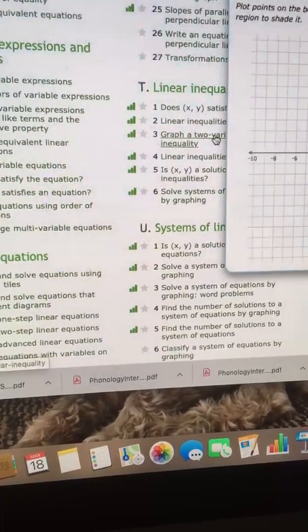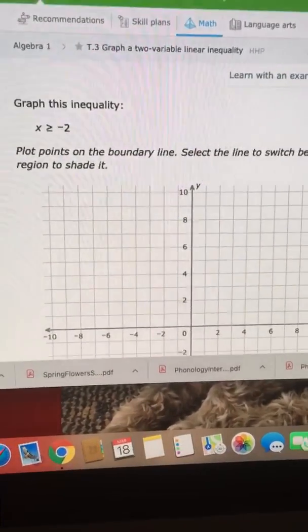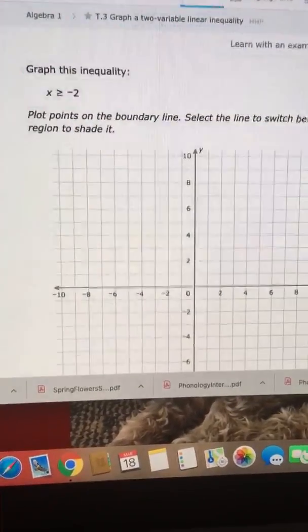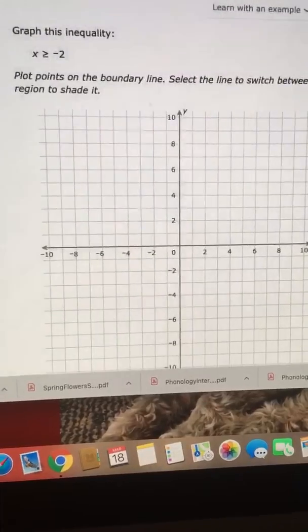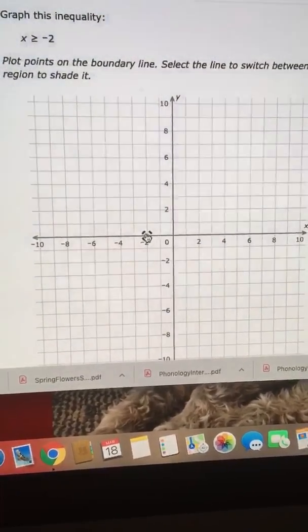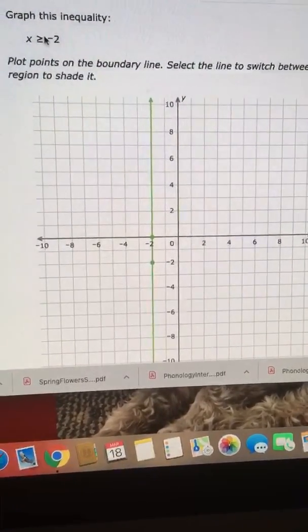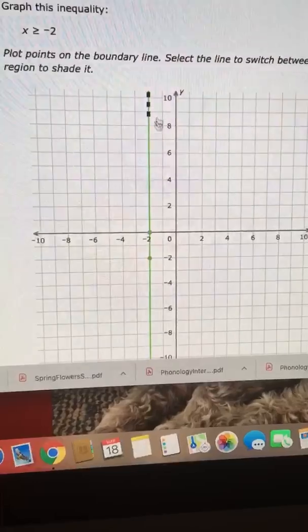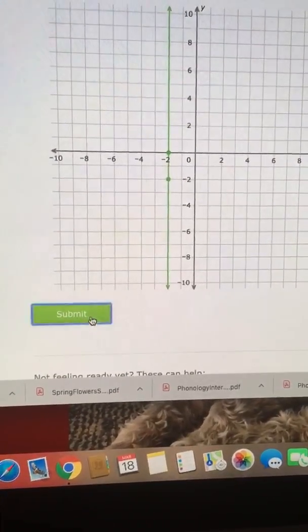T3, which was graphing a two-variable linear inequality. So basically it's just like graphing a line. So this one, when it's x, it's just a vertical line. I'll do 2 for you on this one. So you're going to have a vertical line at negative 2. You can just put your 2 points anywhere. And then see how it has the line underneath it? That means this line should all be solid. It looks like it is. So we're good there.